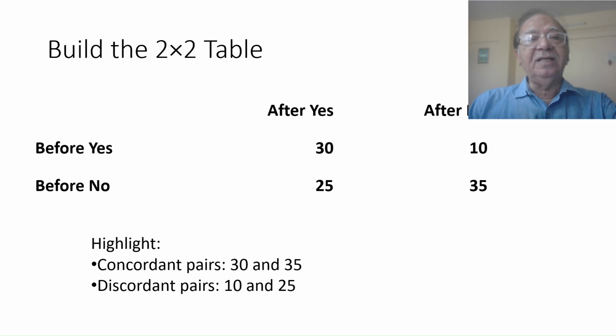The diagonal cells represent people who did not change. The off-diagonal cells represent people who changed. McNemar's test is based only on those discordant pairs.